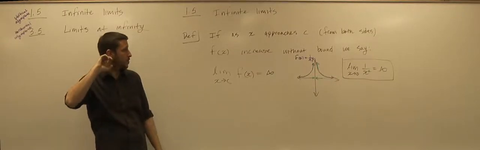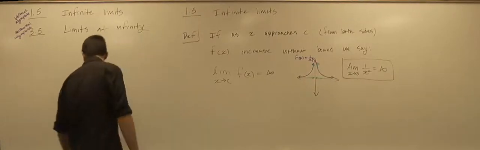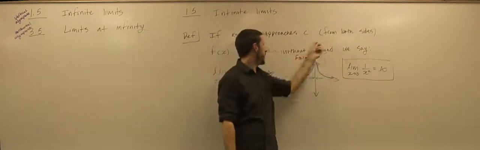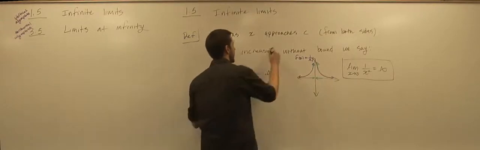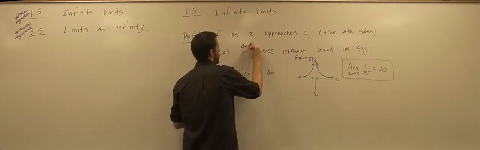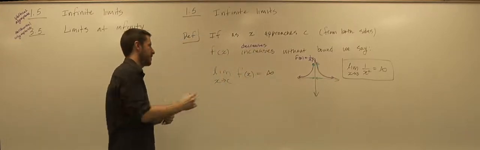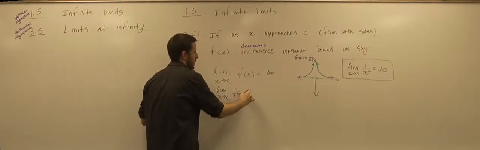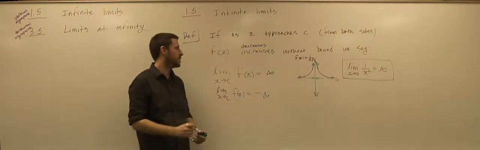Now, there's a couple of variations on this. For example, I could change this definition to say, if as x approaches c from both sides, f of x decreases without bound. Instead of f of x increases, I could say decreases. What do you think that changes? Then instead of going to positive infinity, you go to negative infinity. So if you change increases to decreases, your limit becomes negative infinity.